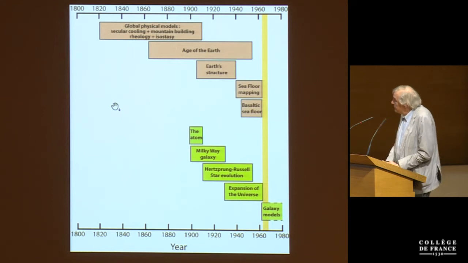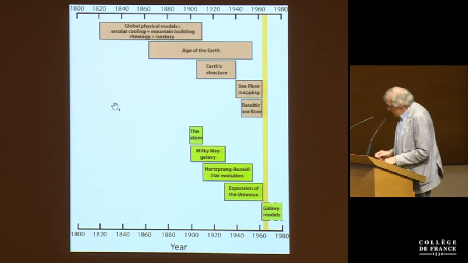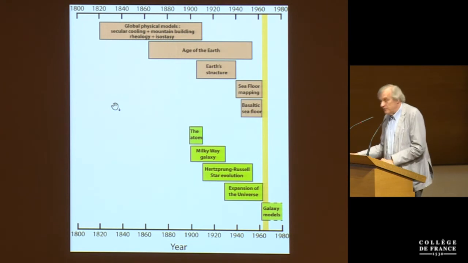The expansion of the universe was developed in the 1930s and later. And again, it was just as we were sorting out the history of the Earth. And the first galactic models came just about the same time as the plate tectonics revolution. You can see we were almost synchronized with the study of the universe at large.